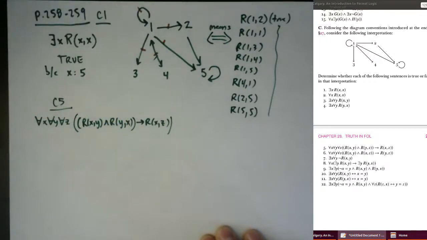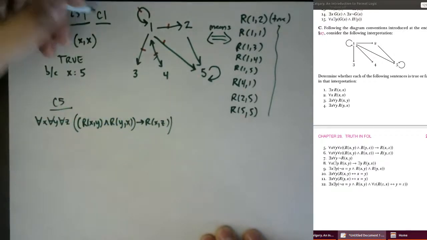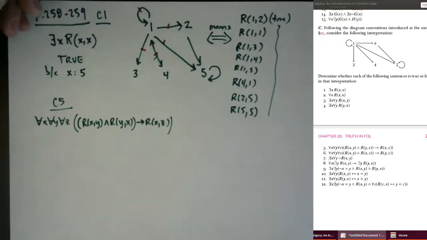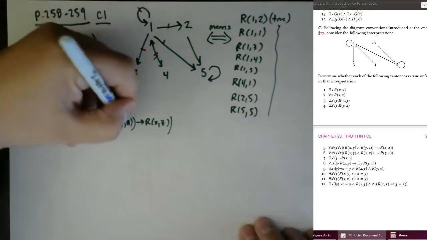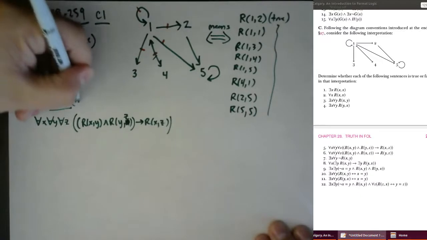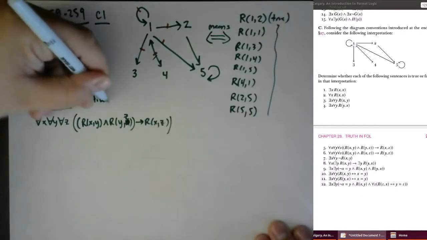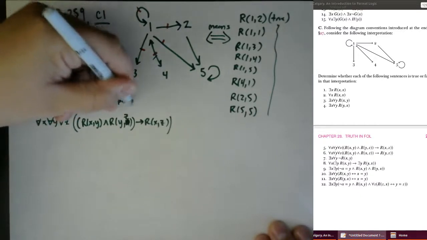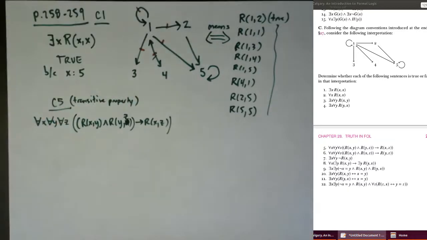In C5, oh no, I just miscopied it. My apologies. So it's RXY, RYZ. There's a Z here, not an X. Implies RXZ. So this is really a transitive property, okay? Now, some interpretations will obey a transitive property. Other interpretations will not. So the question is, is this a transitive relation? That's the question we're asking here.